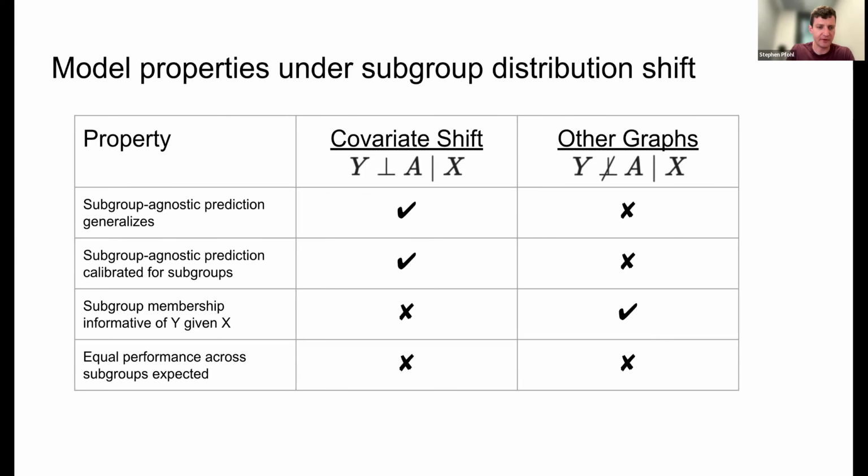So just to summarize a few of these properties again, the main thing to note is that under covariate shift, we can think of subgroup agnostic prediction as generalizing in the sense that one model that you fit with X is actually the same correct model for all of our subgroups. And that model is also calibrated for subgroups. This is generally not the case if we assume some other graph. You can also think about this in terms of whether subgroup membership is informative about Y given X, and I say informative in the statistical sense. However, in neither case do we generally expect performance to be equal across groups.